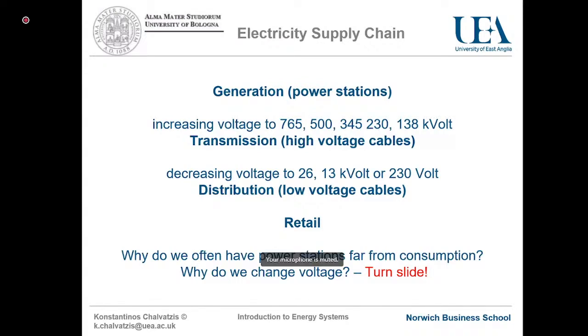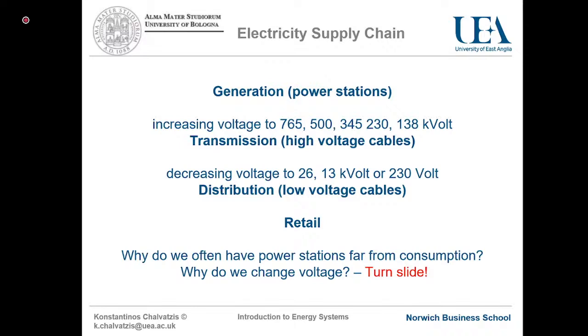And then from that level, we need to take the electricity at relatively high voltage and transmit it with high voltage cables closer to where the consumption is. We normally generate electricity wherever it's convenient to generate electricity. That's not necessarily very close to where we consume electricity. So the place where we produce and the place where we consume electricity might be different.